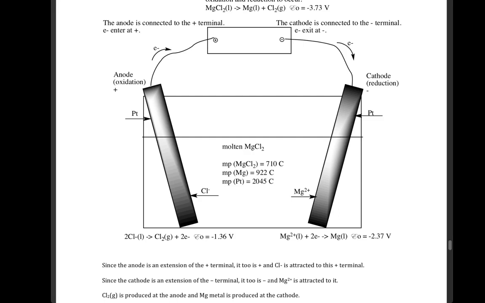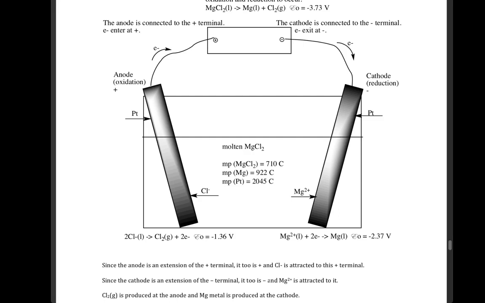I give a little info about melting points. This process would have to be done at a temperature greater than, looks like, 922 degrees Celsius to keep everything molten. Platinum has a melting point well over that, so using that metal is fine.